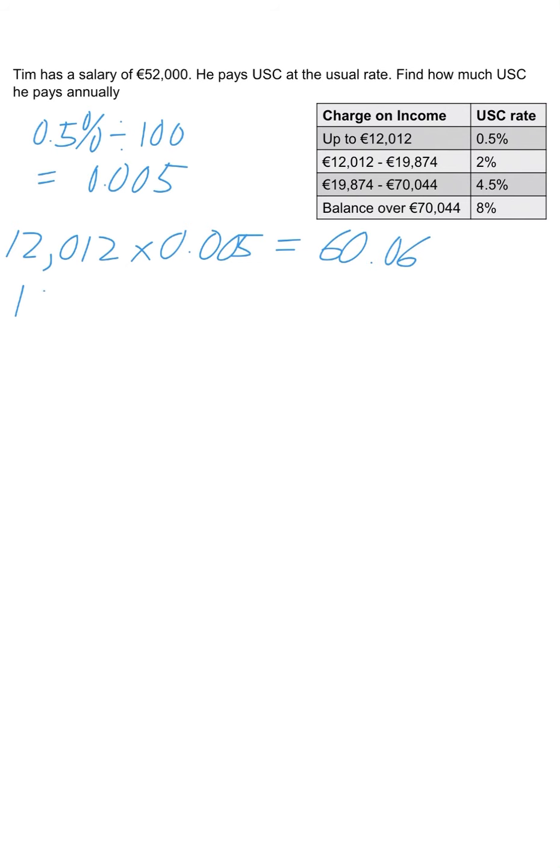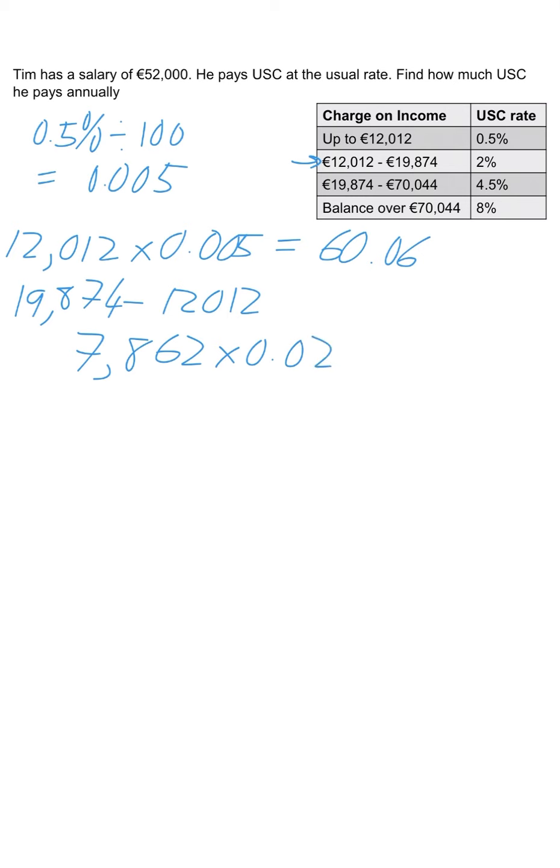Now, from 12,012 to 19,874. So I'm just going to subtract those now to see how much is there. So 19,874 minus 12,012, and that is €7,862, and that's for this band here, and that's at 2%. So I'm going to be multiplying that by 0.02, and then that gets me €157.24.